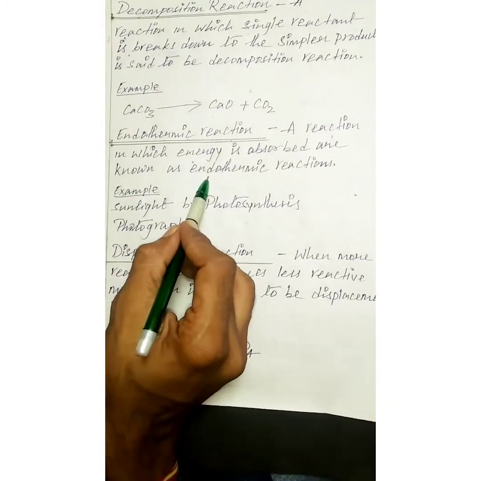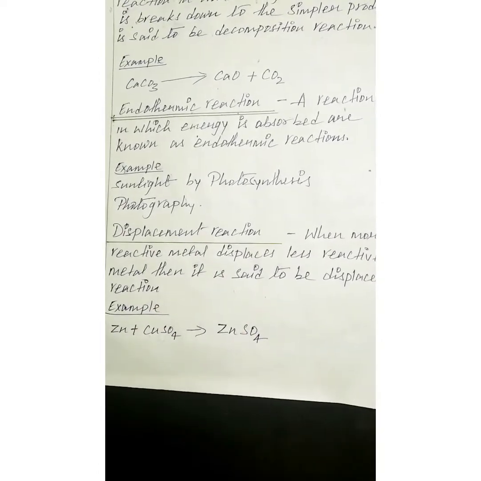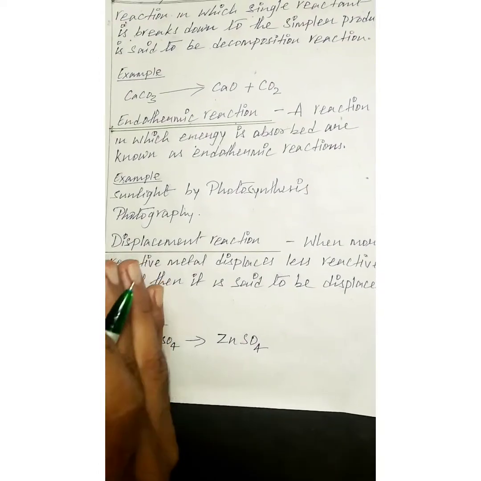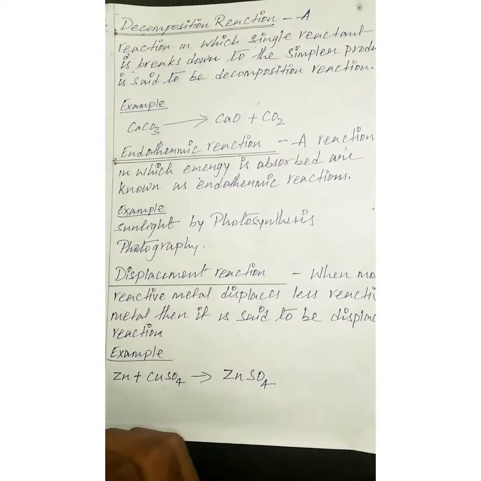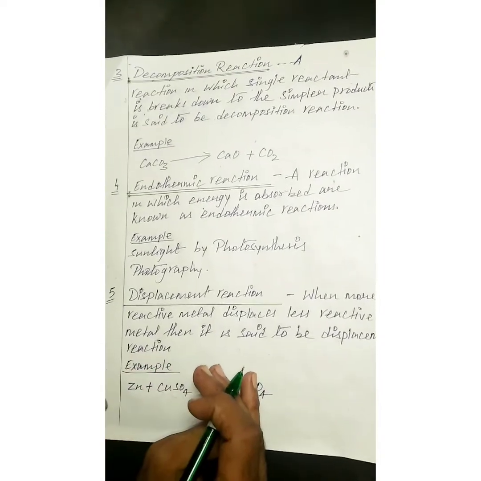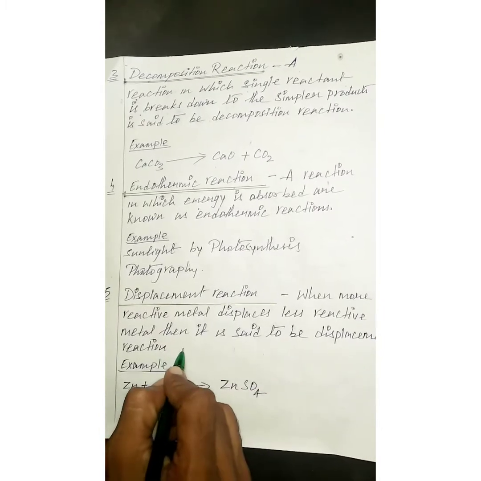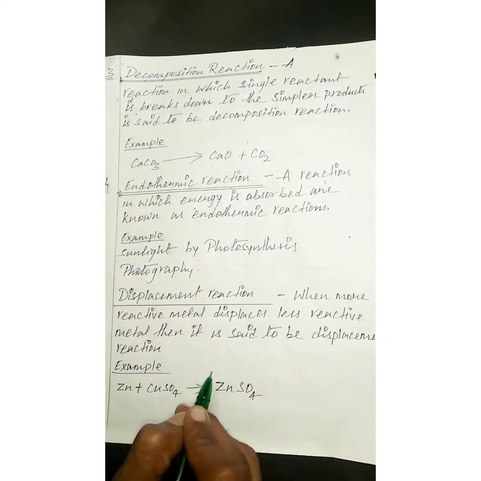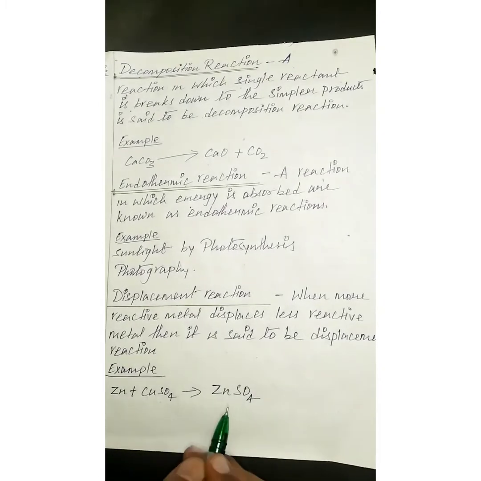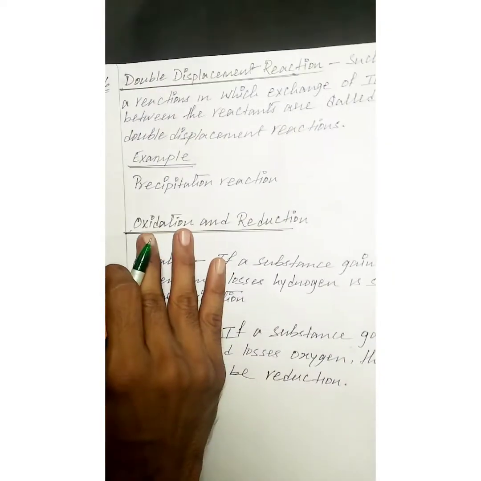The next one is the displacement reaction. A displacement reaction is when a more reactive metal displaces a less reactive metal. Now moving on to the next one, the double displacement reaction.